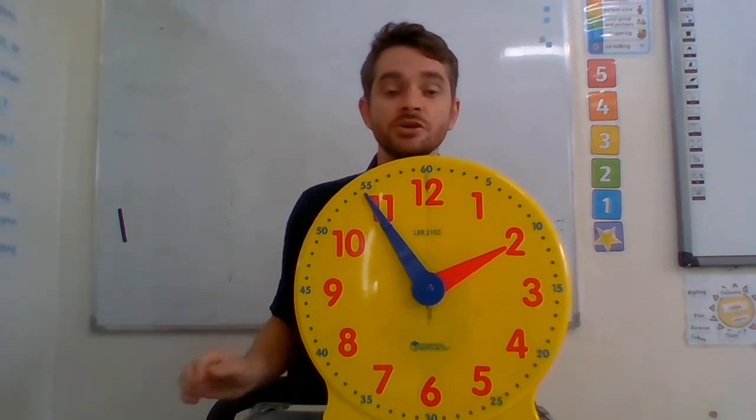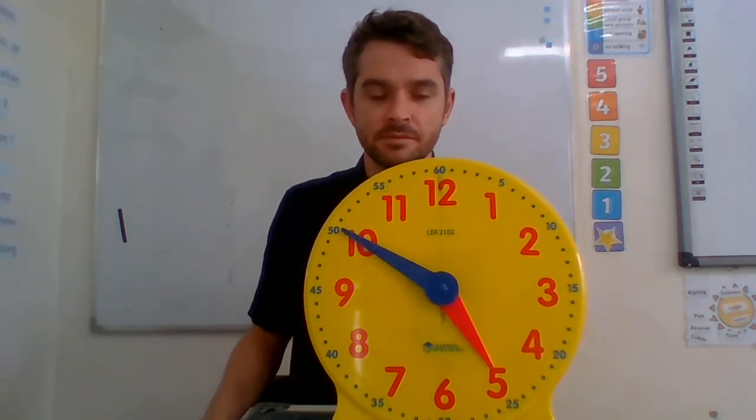5 to 2. In 5 minutes, 1, 2, 3, 4, 5, it will be 2 o'clock. 5 to 2. Okay, let's change the hour again. What time is shown here? It's getting close to 5.